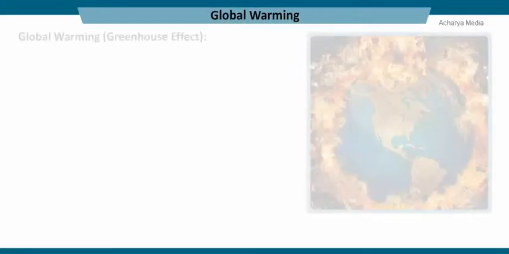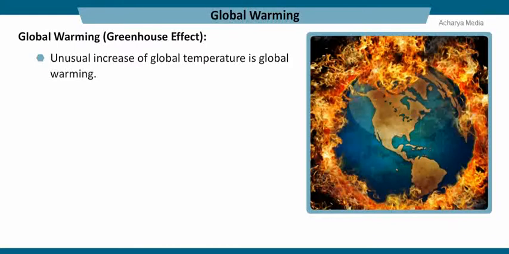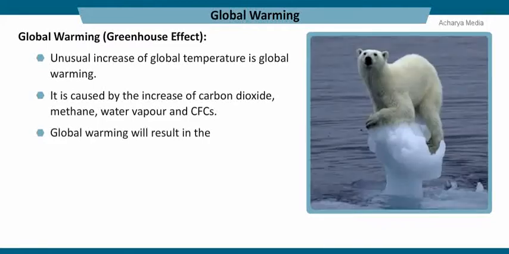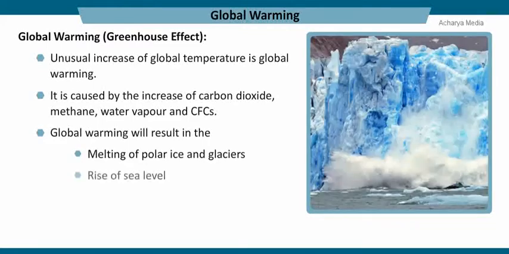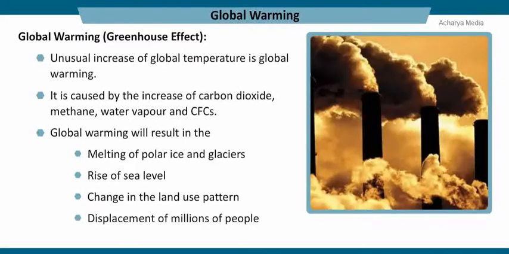Global warming, greenhouse effect. Unusual increase of global temperature is global warming. It is caused by the increase of carbon dioxide, methane, water vapor, and CFCs. Global warming will result in the melting of polar ice and glaciers, rise of sea level, change in the land use pattern, displacement of millions of people, and change in the agricultural pattern.